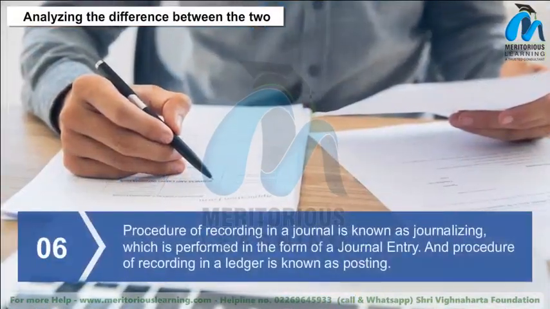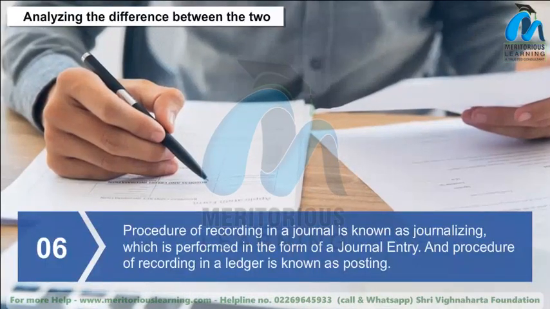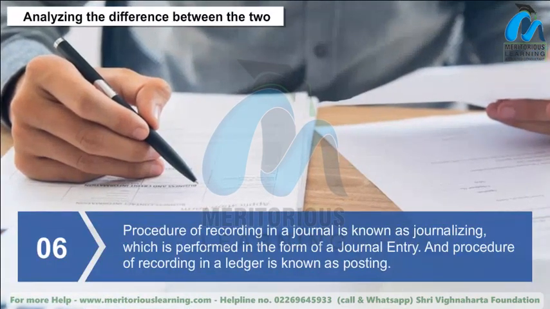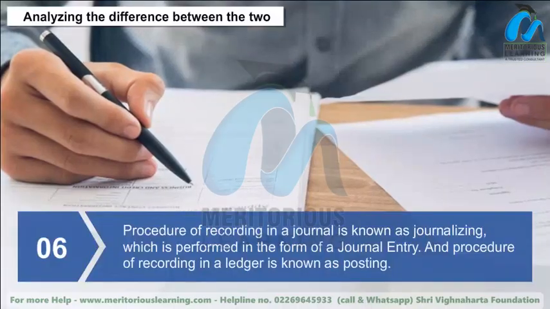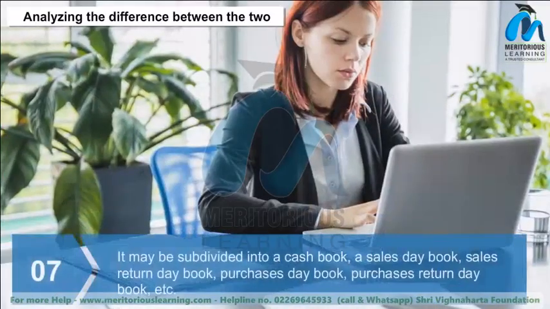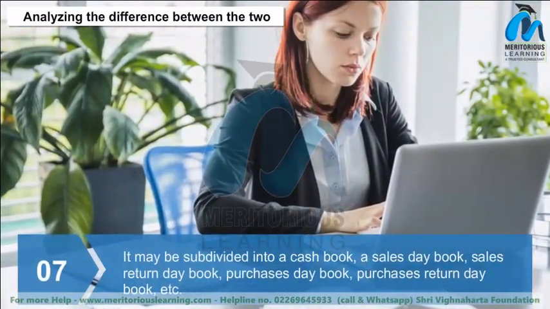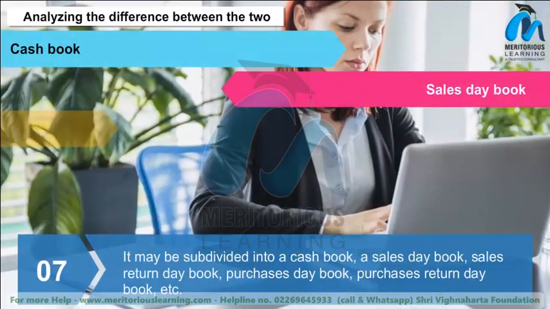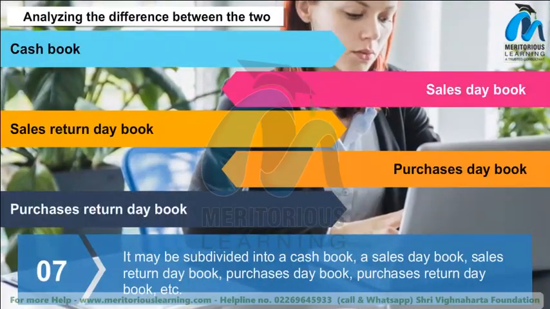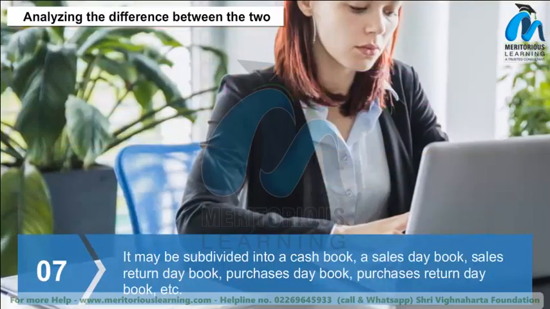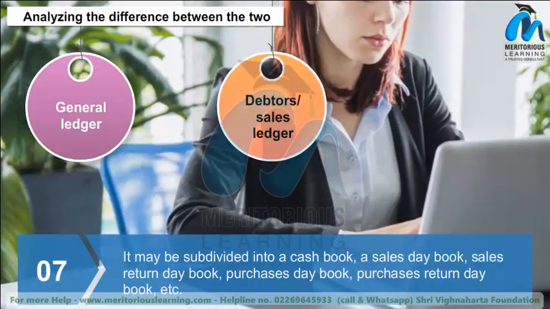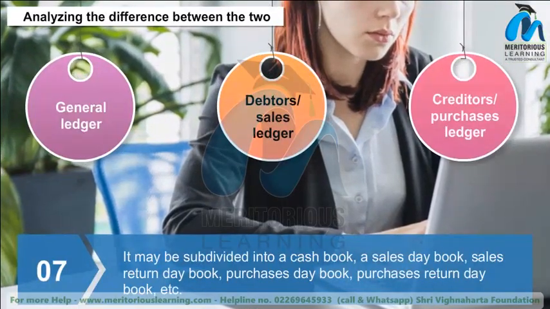6. Procedure of recording in a journal is known as journalizing, which is performed in the form of a journal entry, and procedure of recording in a ledger is known as posting. 7. Journal may be subdivided into a cash book, a sales day book, sales return day book, purchases day book, purchases return book, etc. However, ledger may be subdivided into general ledger, debtors or sales ledger, creditors or purchases ledger.